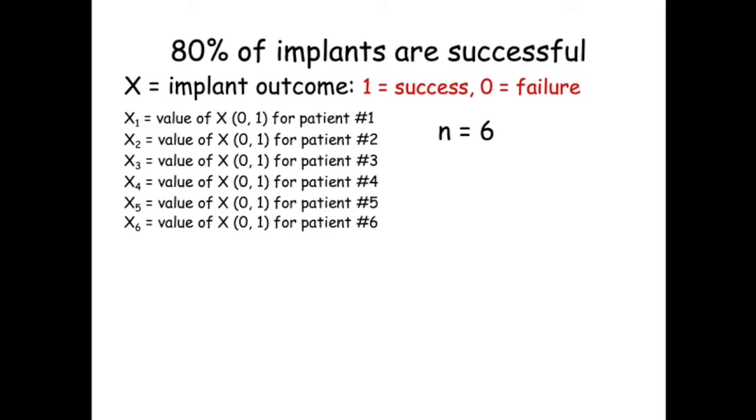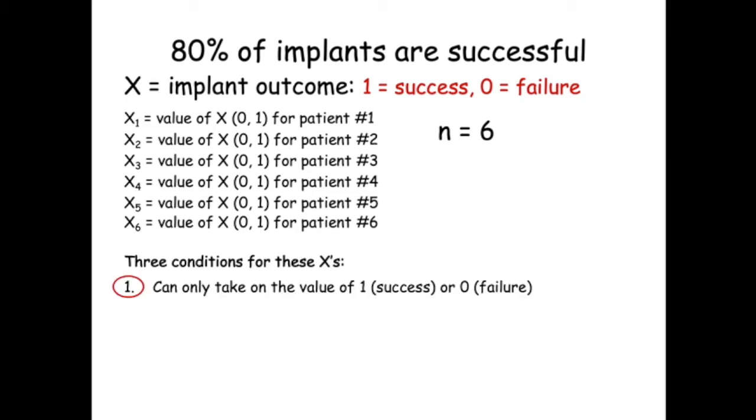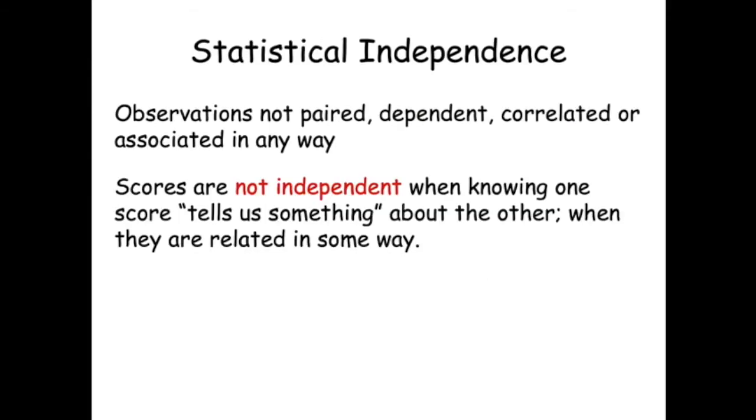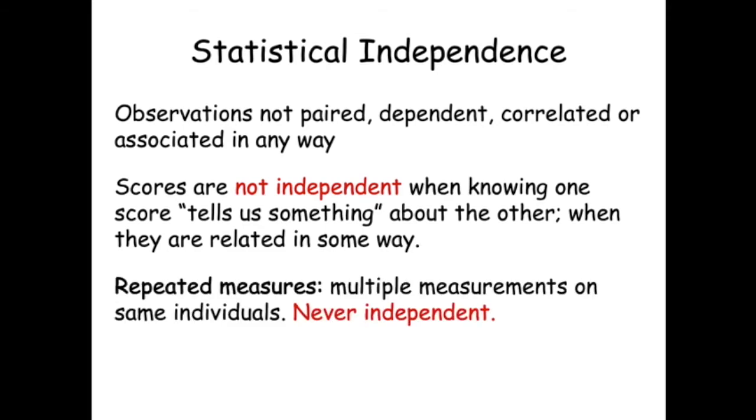In order for this scenario to qualify as binomial, 3 conditions must apply. First, x can only take on 2 possible values, 1 and 0. This condition has been met. Second, the values for x must be statistically independent. Independence means that observations are not associated or related in any way. Scores are not independent when knowing one value tells us something about the other. Repeated measures taken from the same source can never be independent.